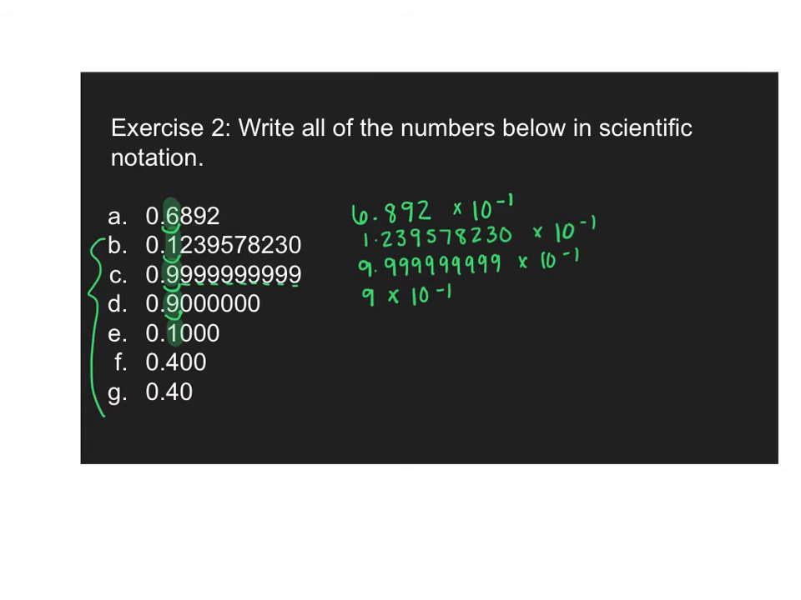Next one, we're moving this back 1 space. This is 1 times 10 to the negative 1st. The next one, we're moving it back 1 space. This is 4 times 10 to the negative 1st. And this last one, you'll notice it's the same thing, 4 times 10 to the negative 1st, because 0.400 is the same as 0.40. Those are the same decimals.